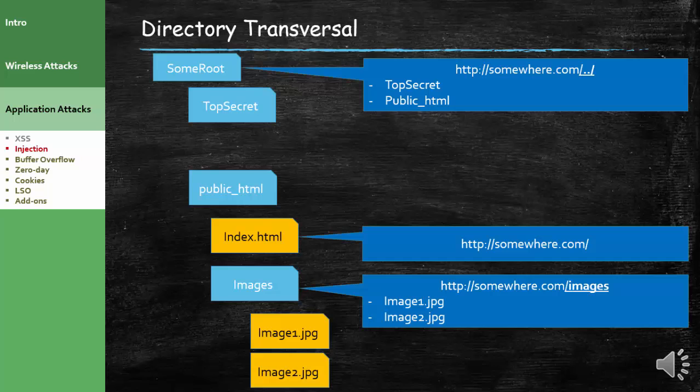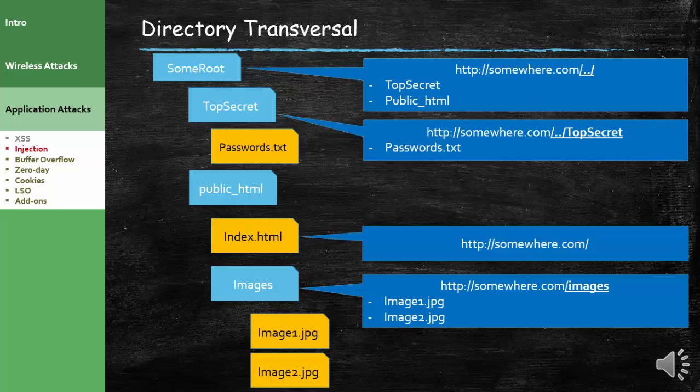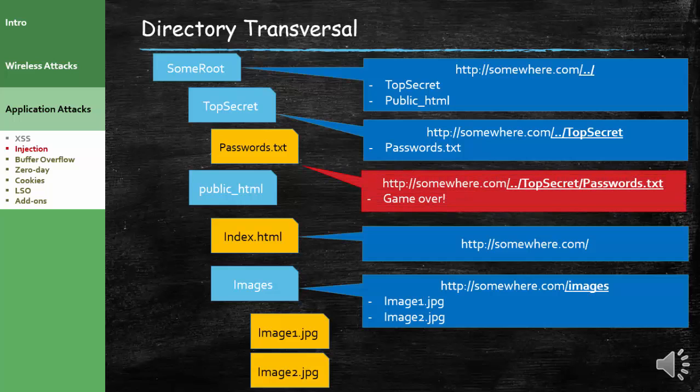But if we had a poorly designed web server, and almost no web servers would allow you to do this, but if somebody wrote their own little web server, maybe it could be a shell script running a web server or something, then in theory this could be possible. Somebody could put the .. in there, get up a directory, and see that there's two directories in here, a top secret and public HTML. So then they could put top secret in there and see that there's a file in there called passwords.txt, and then they'd be able to put that whole thing in the URL and basically get that passwords.txt file. And then they've got everybody's passwords, game over.